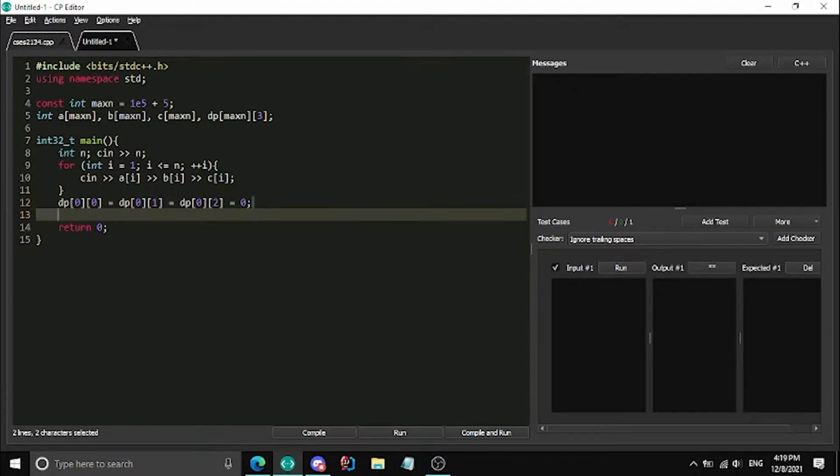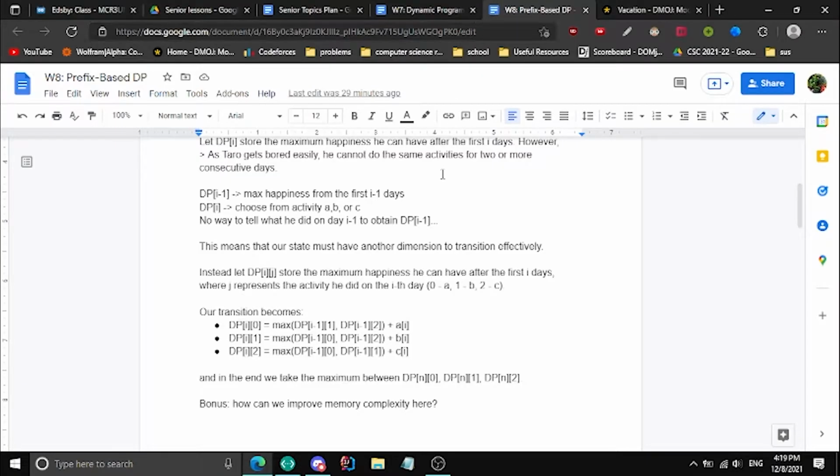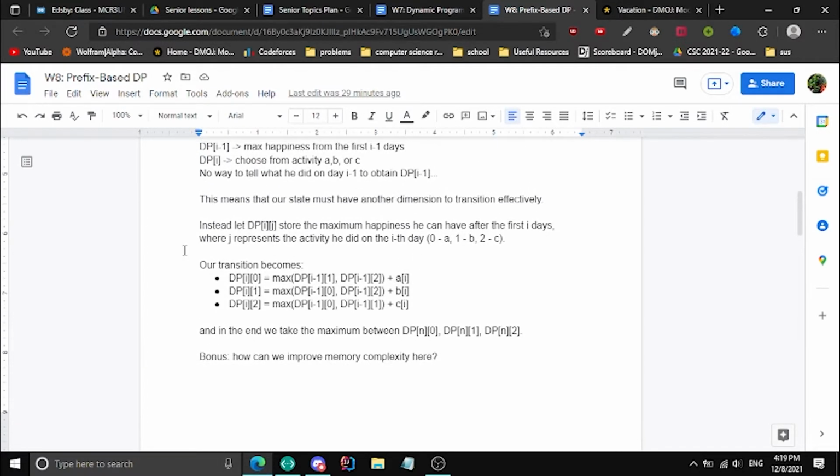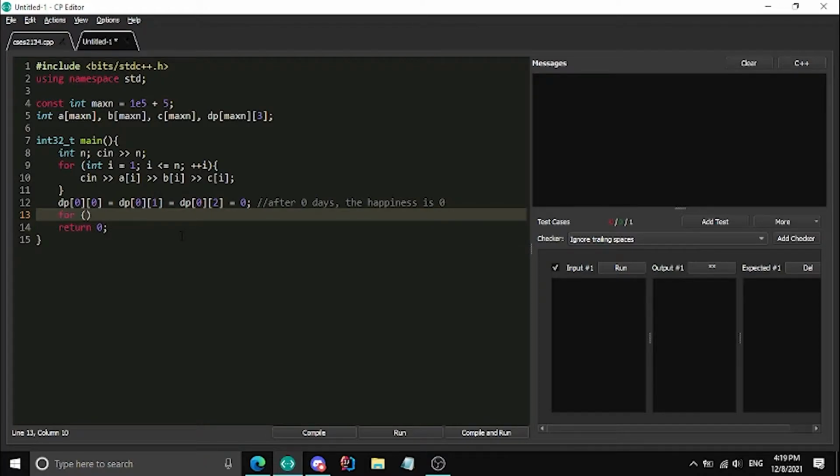And by the way, this statement is actually redundant because it's going to initialize all my values to 0 anyways, but I just wanted to show the base case here. And so after 0 days, the happiness is 0, no matter what activity you choose. And so let's implement our transition here. And so we have 3 cases, right? So maybe I can just copy paste this. I'll need to write a for loop.